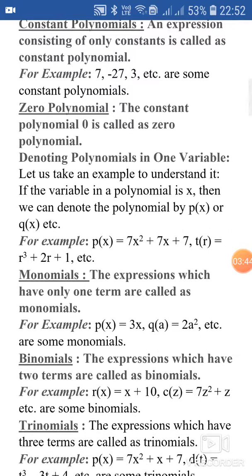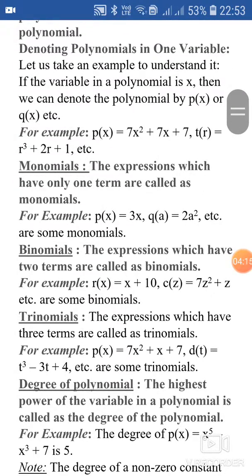Then we can denote polynomials in one variable. If the variable in a polynomial is x, we can denote the polynomial as p(x). If the variable in the polynomial is y, we denote it as p(y). Generally we denote the polynomial as p(x) or q(x), or if the variable is y, p(y) or q(y), right?